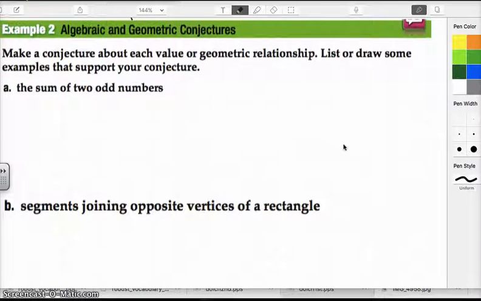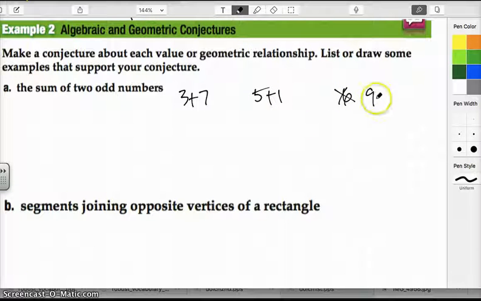So here, we're going to make a conjecture about each value or geometric relationship. List or draw some examples that support your answer. The sum of 2 odd numbers. So what we're doing is we're thinking, okay, if I add 2 odd numbers, so I think 3 plus 7 and 5 plus 1 and 6. That's not odd. Sorry about that. 9 plus, I don't know, 11. And when I add these numbers together, 10, 6, 10, and 20, I notice that all of the answers are even.